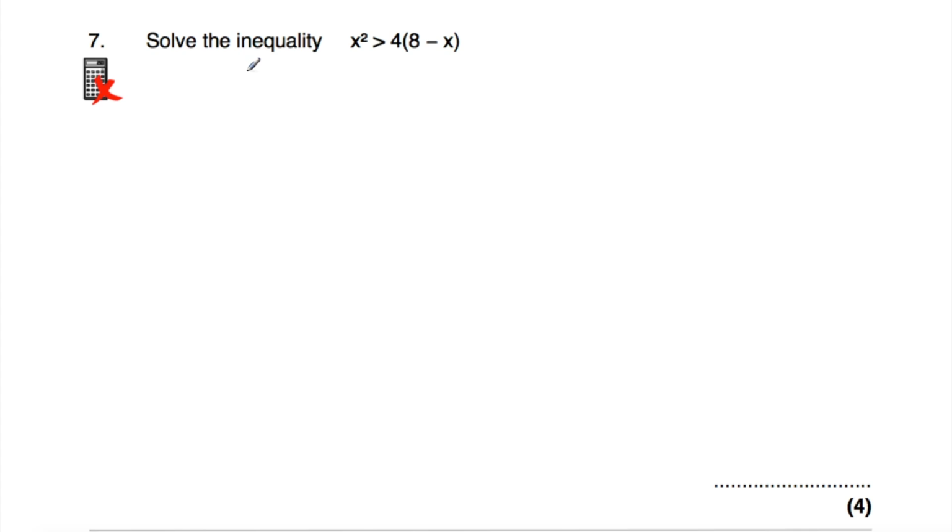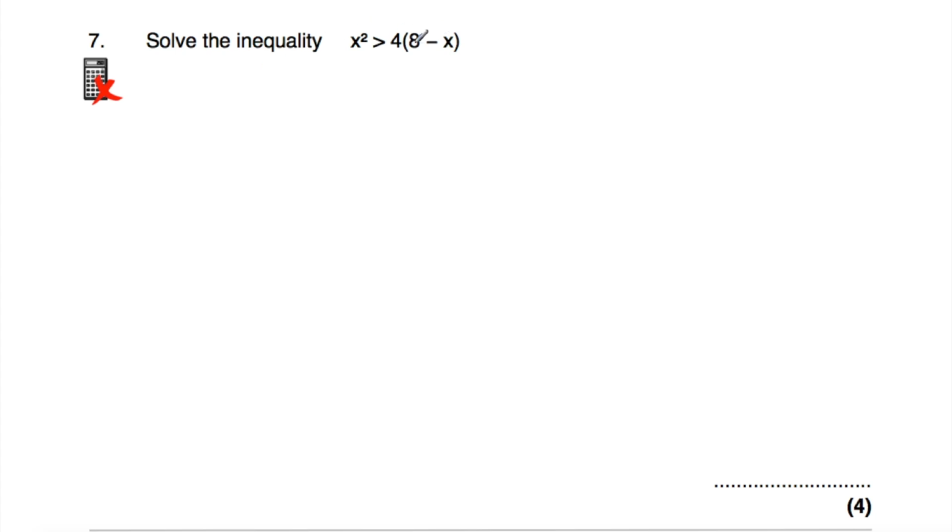So question number 7 says, solve the inequality x squared is bigger than 4 bracket 8 minus x close brackets. So this question is a little bit different than the ones we've looked at so far, because all the other ones we've looked at have been either bigger than 0, less than 0, bigger than or equal to 0, less than or equal to 0. But this time we've got the x squared and then we've got other expressions on the right hand side. So what we're going to do is we're going to bring everything to one side.